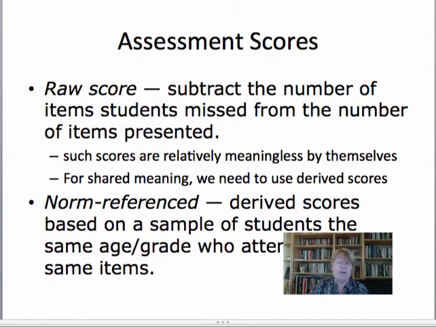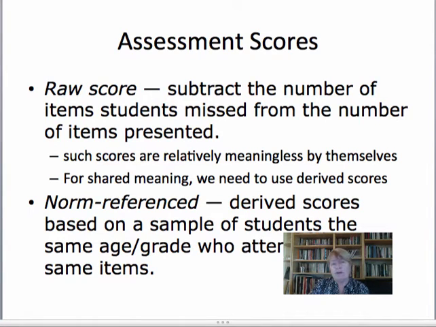We take the number of items on a test. We take how many items you got wrong. We subtract the number you got wrong from the number of items presented, and we get what your raw score is. So let's say that there are 30 items on a test, and you got 15 correct, then your raw score would be 15.